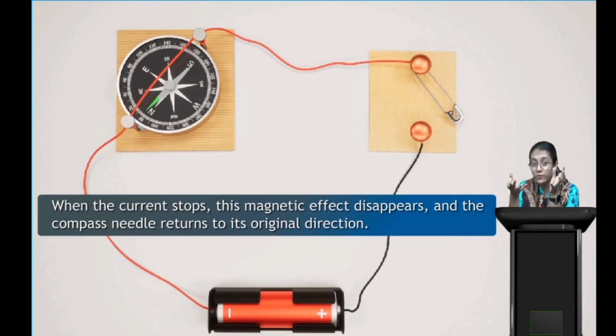As soon as the current stops flowing, the magnetic effect also disappears, as it is connected with the flow of the current. Only whenever the current is flowing can we observe the magnetic effect. But when the current is not flowing, the magnetic effect also disappears, so the compass needle goes to its original position or direction. I hope everyone got it.